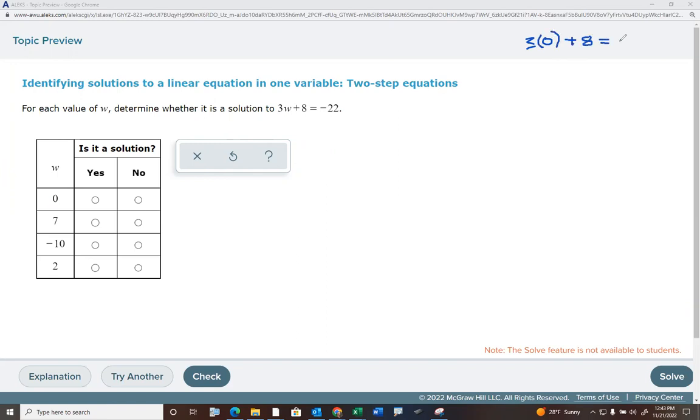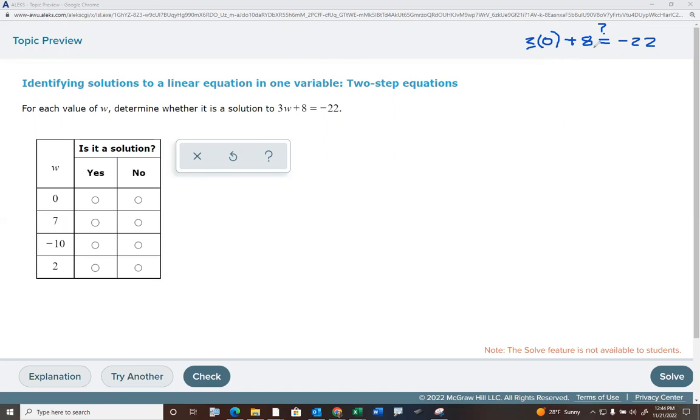Plus 8 equals negative 22. And I'm going to put a question mark over the equal sign to suggest this might equal this. Maybe, maybe not. And so sometimes it's overkill, but it's always a good idea to put parentheses around the number that you're plugging in. In this case, I'm plugging in 0. Next will be 7, and so on.